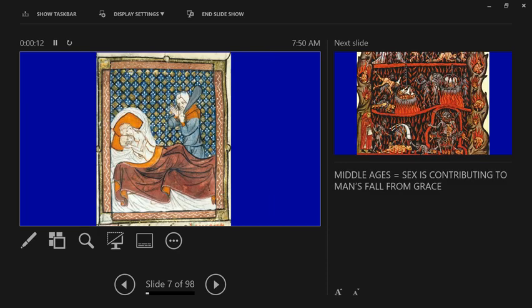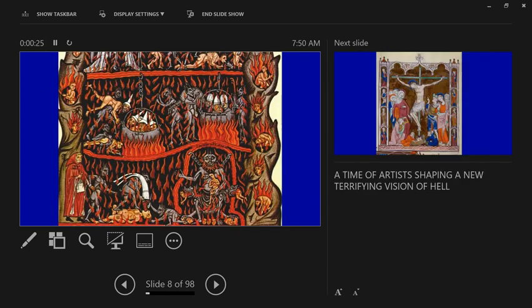During the Middle Ages, it is believed that sex is a contributing factor of man's downfall from grace. So sex is a taboo image, and also during the Middle Ages and the Renaissance, artists are coming up with new and terrifying images of hell.